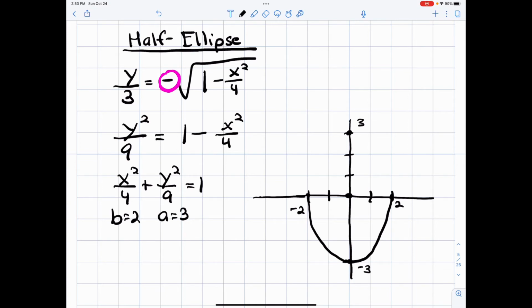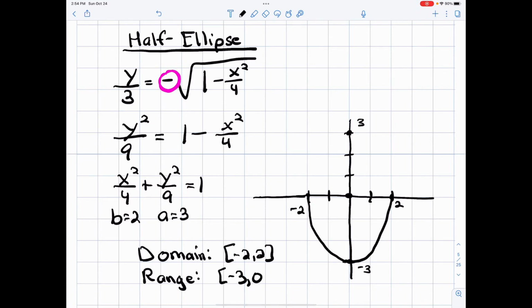Oh, it also asks for domain and range on this one. They love asking for domain and range on these problems. So domain would be from -2 to 2. And then range would actually be from -3 to 0 on this one, because it's only that bottom half. All right.